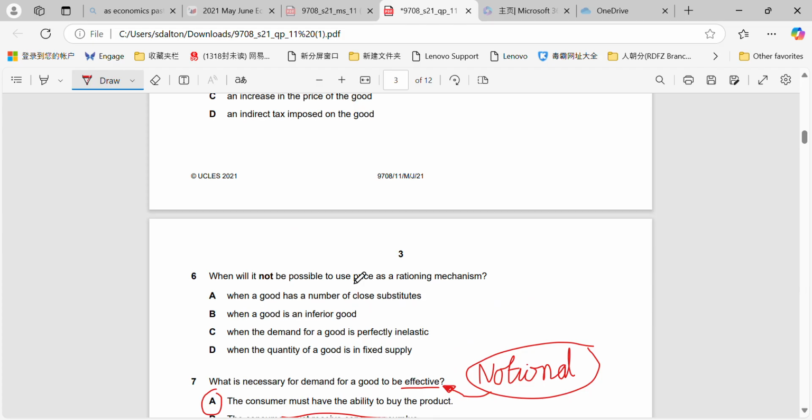Okay, question 6. Unusual question here. When will it not be possible to use price as a rationing mechanism? Okay, so the correct answer here would be C, when the demand for a good is perfectly inelastic. Now why? Because remember, rationing is a form that we use.